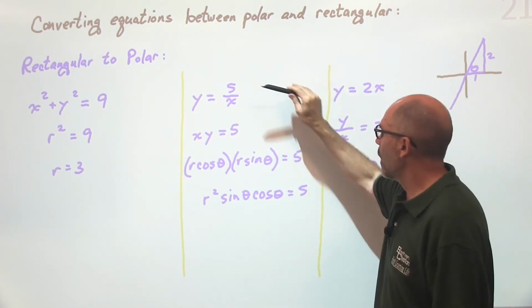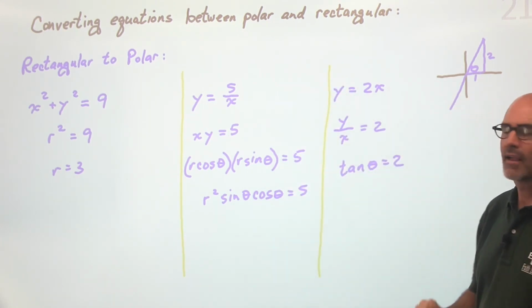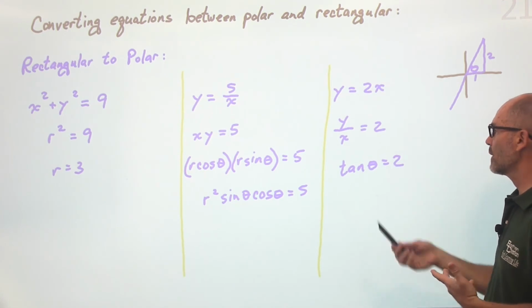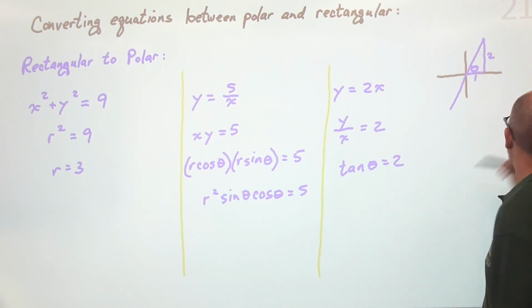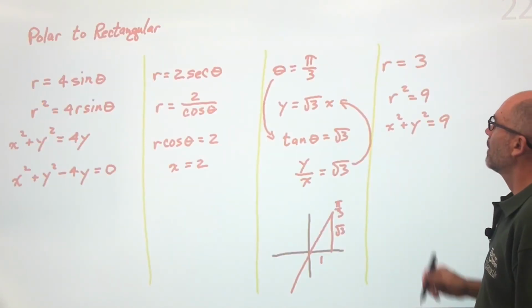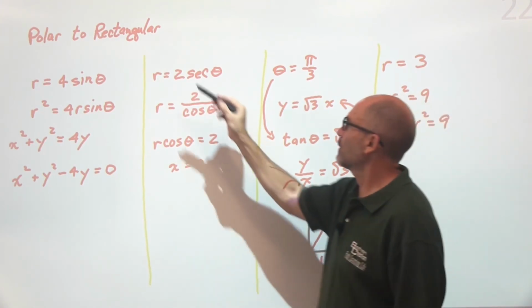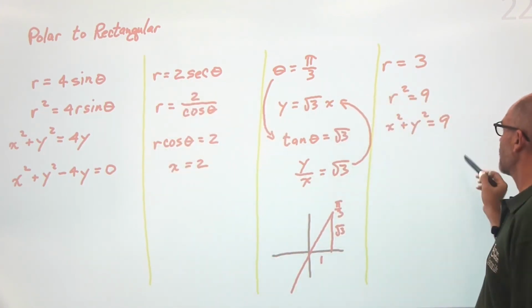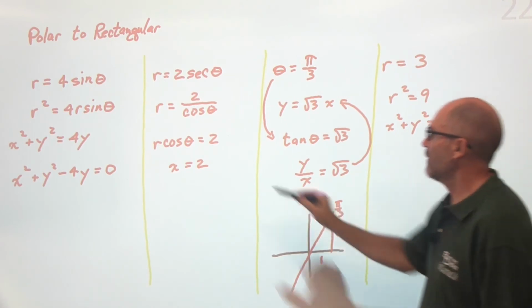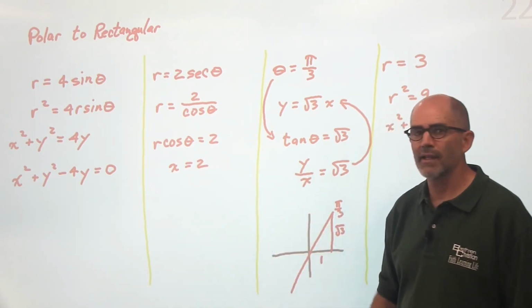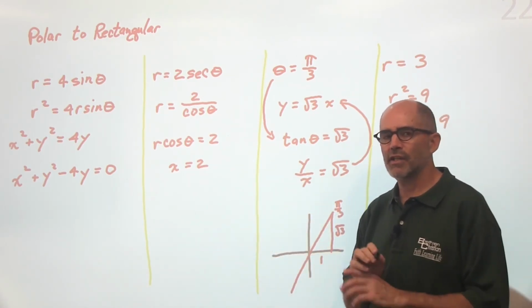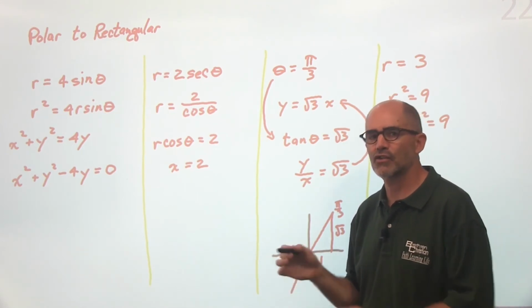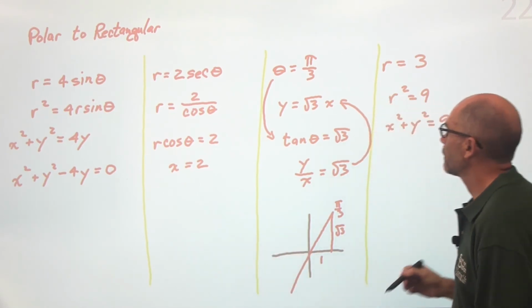So notice the name of the game here is, if we're going rectangular to polar, you're going from x's and y's to r's and thetas. And sometimes you only have r's, sometimes you only have thetas. And if we're going from polar to rectangular, you're going from r's and thetas to x's and y's. Sometimes you only have x's, or sometimes you only have y's, but you need to just get rid of all your r's and thetas and turn them into x's and y's.